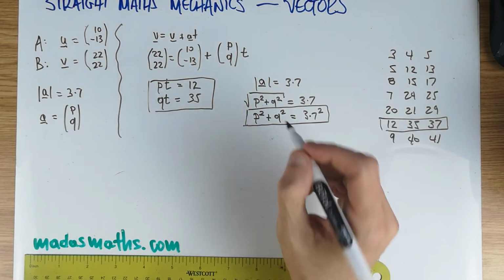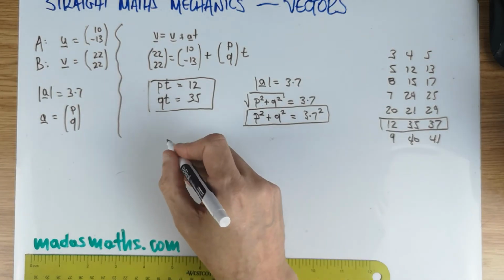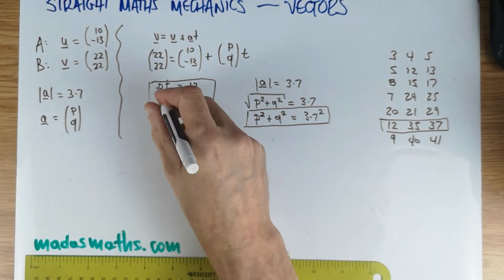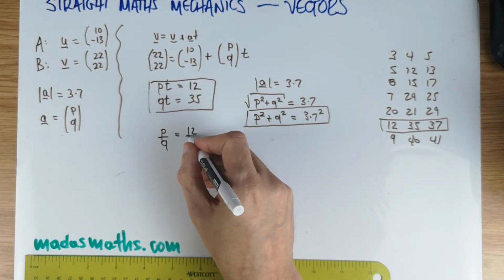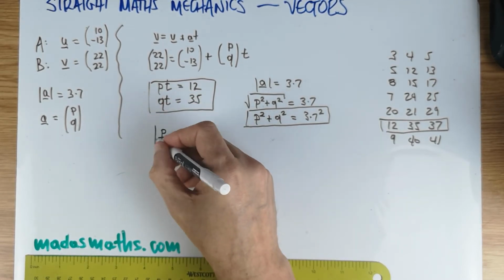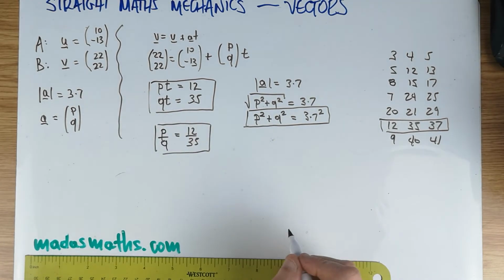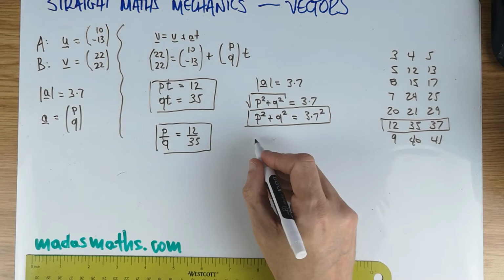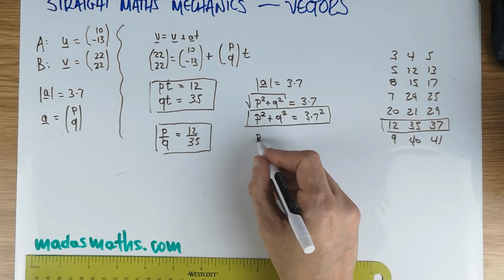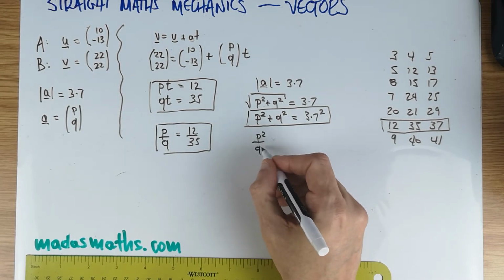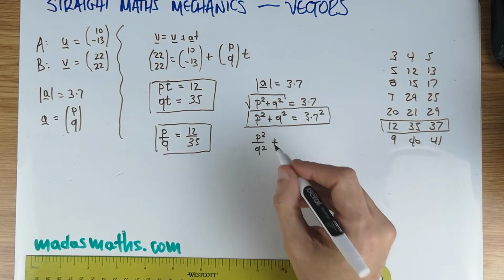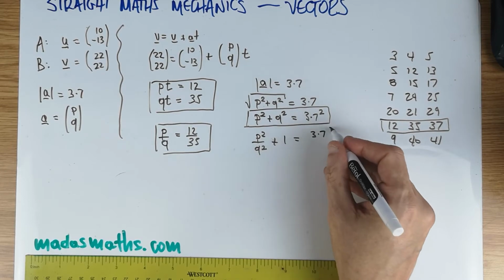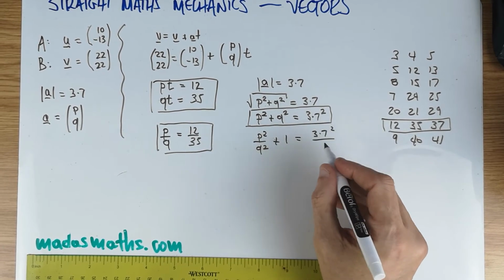Many different ways you can solve this. I'll show you a few techniques, I suppose. Divide this equation, so we're going to have p over q is equal to 12 over 35. So we're moving this equation to something like this. And then if we take this equation, what can we do? Because we got this p over q, we can actually say p squared over q squared, divided by q squared is 1, is equal to 3.7 squared divided by q squared.